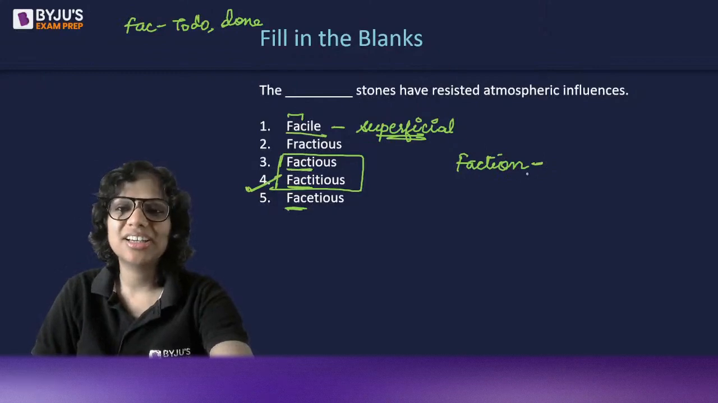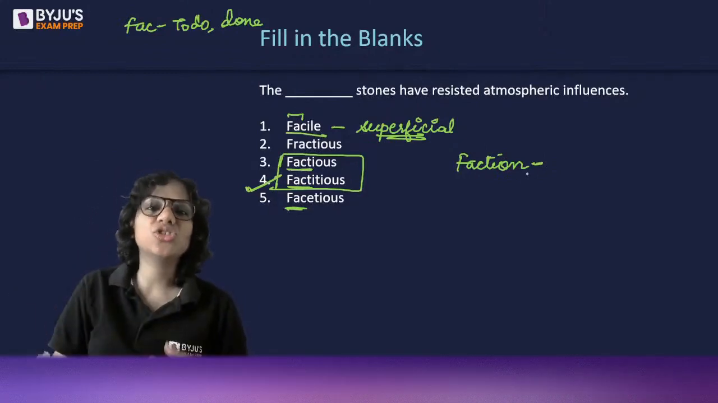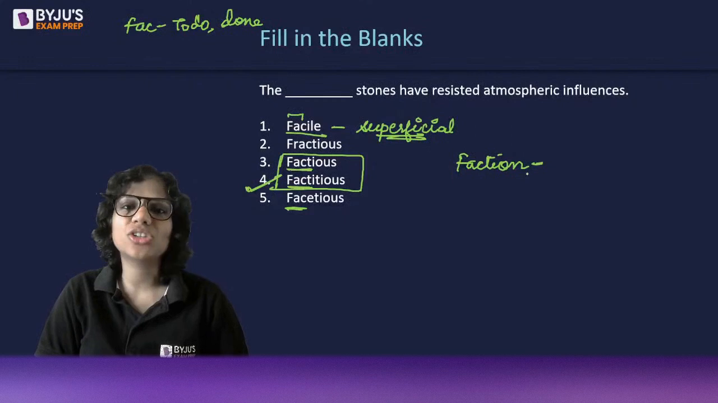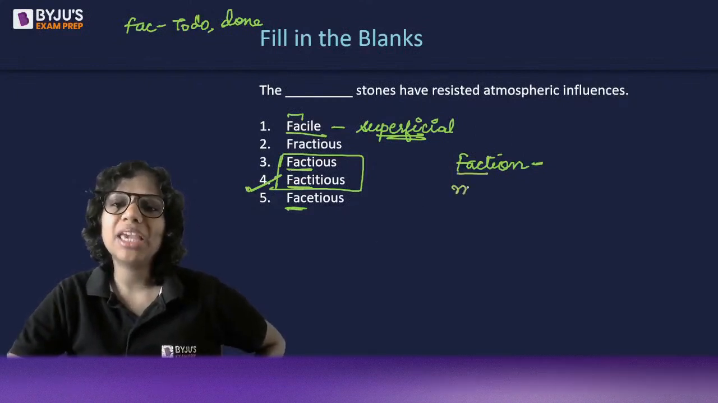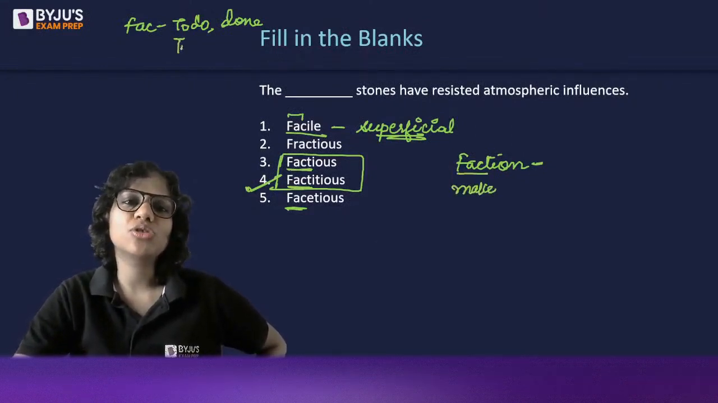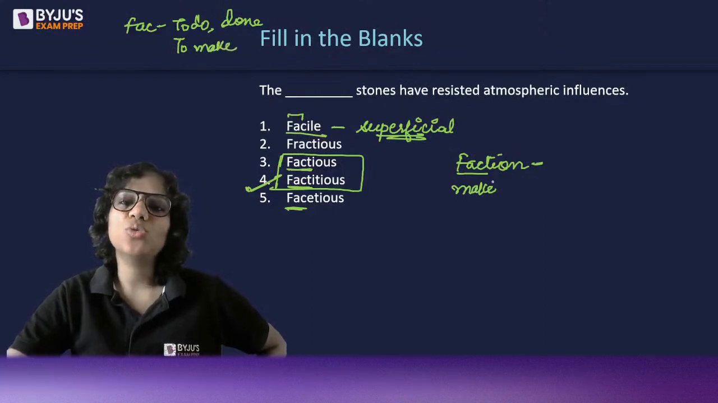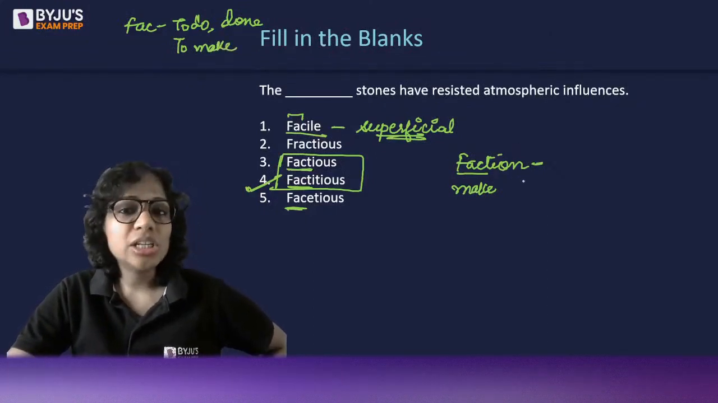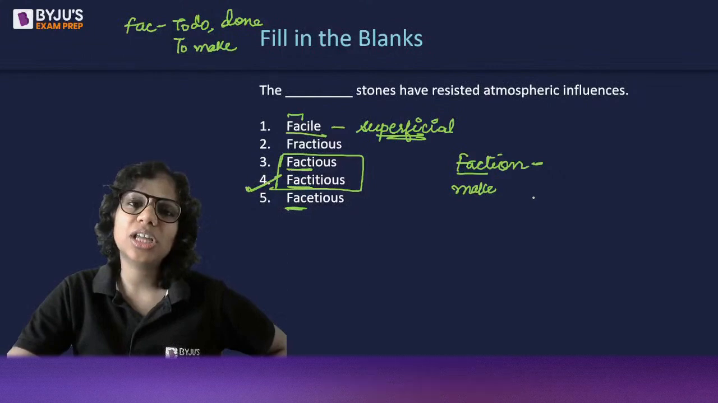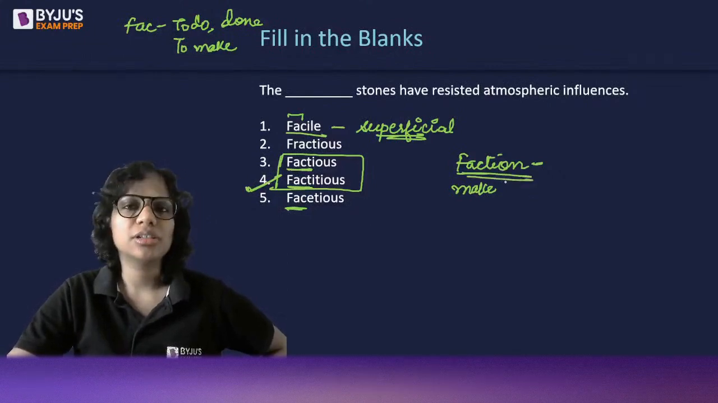Faction. A small group within a larger group that disagrees with the larger group. See, it means to make also, to do, to make. You make your own group within a larger group that disagrees with the larger group. So that is a faction, right?